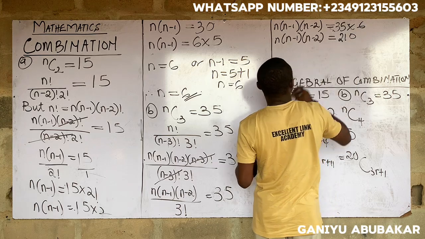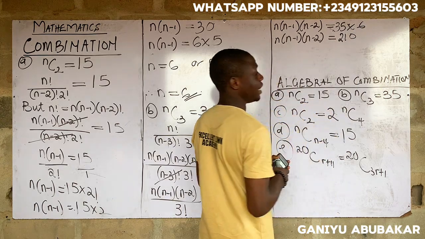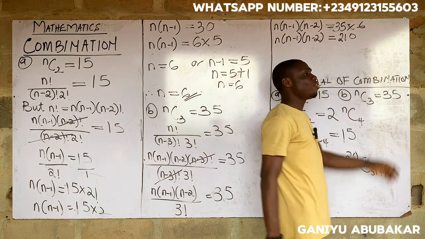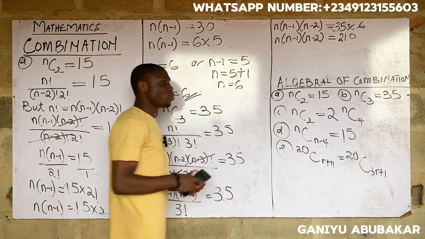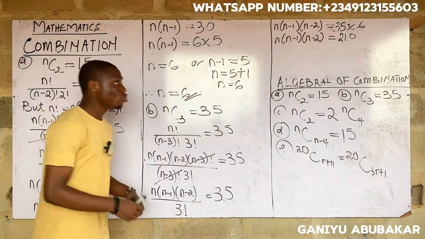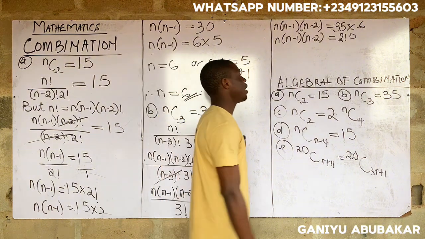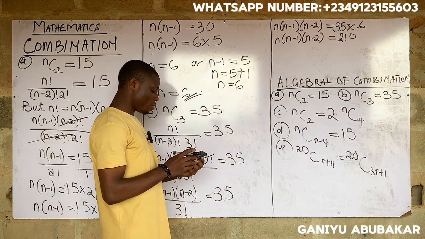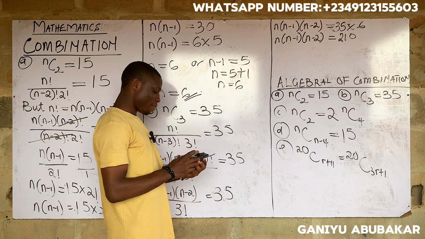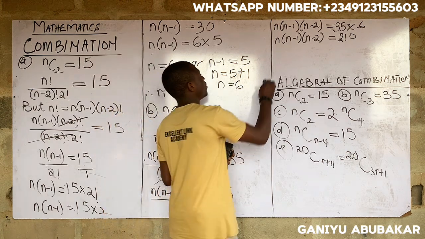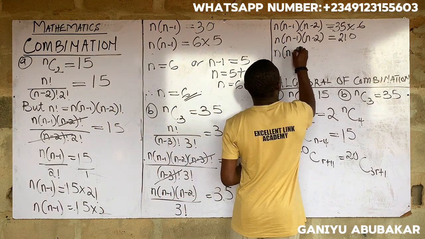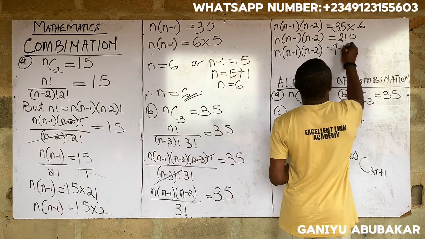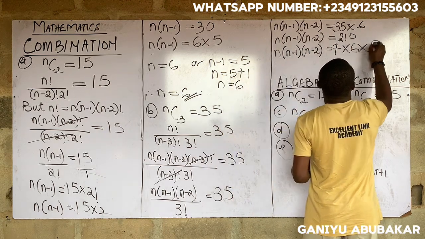210, right? So what does it mean? I'm having three values of n here. So I'll look for three numbers that, if I multiply them together, I'll have 210, and if I subtract them from each other, I'll have 1. So that becomes 7 times 6 times 5. So n into n minus 1, n minus 2 equal to 7 times 6 times 5.